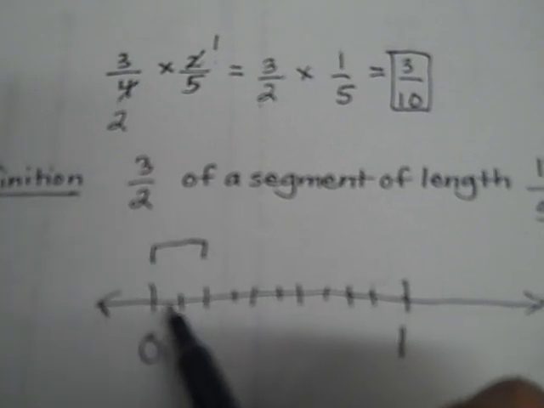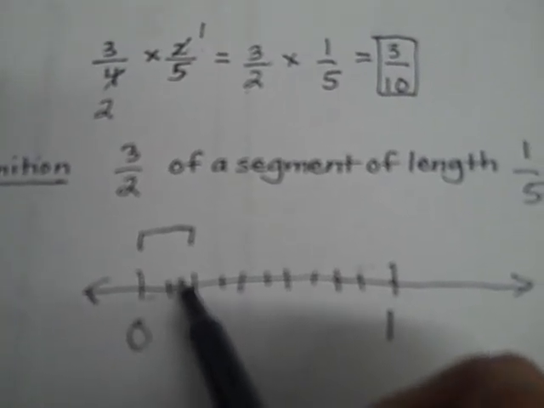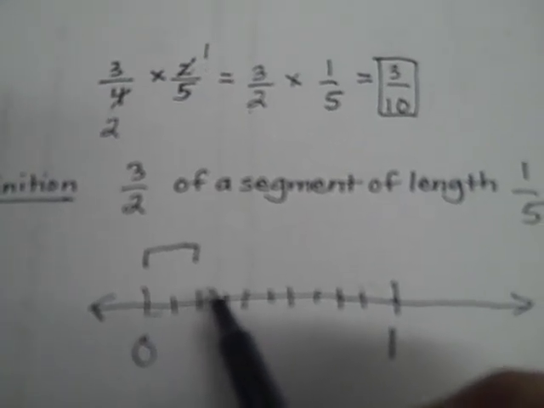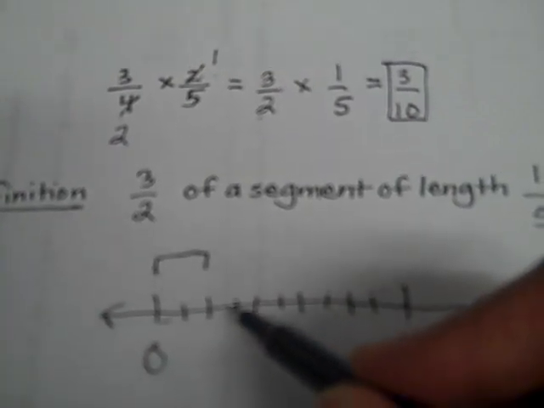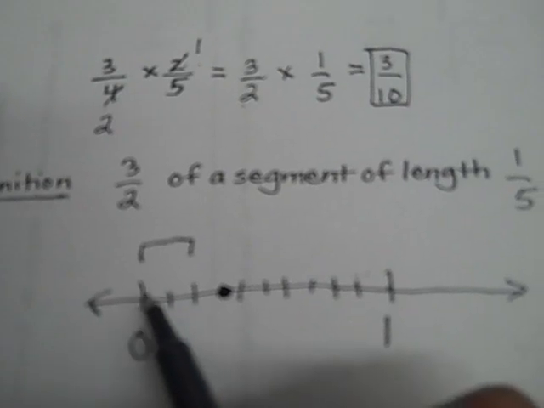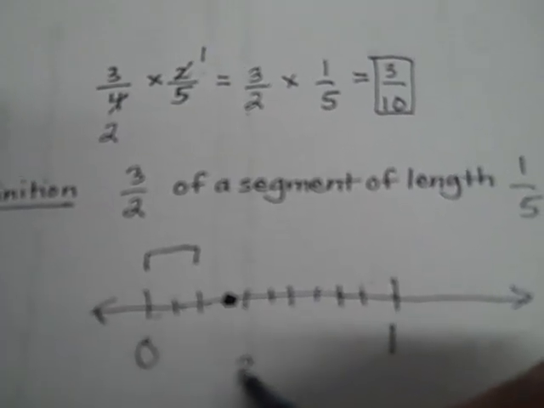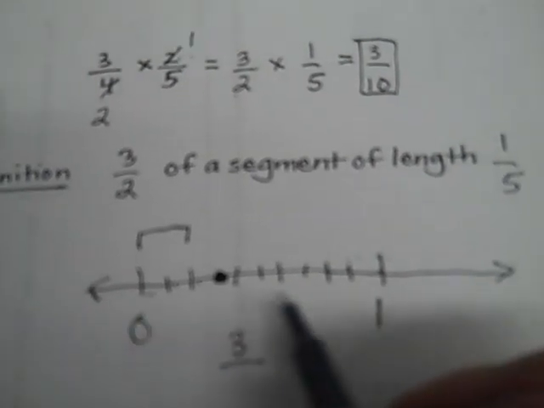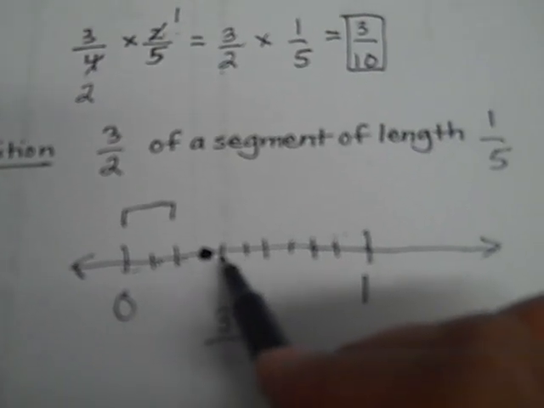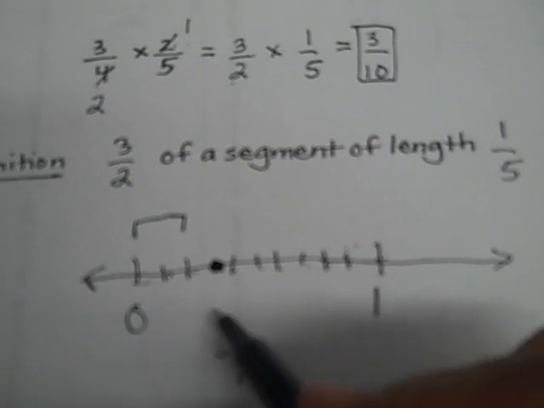Okay? So I'm going to start at 0, and let's count. 1 piece, 2 pieces, and then the third, which equals 3 pieces. So I'm going to plot it right there, and that should give me 3/10. Let's see. What's the numerator? Start at 0. 1, 2, 3, okay? And how many pieces does it take to make a whole? Start at 0. 1, 2, 3, 4, 5, 6, 7, 8, 9, 10. 3/10.